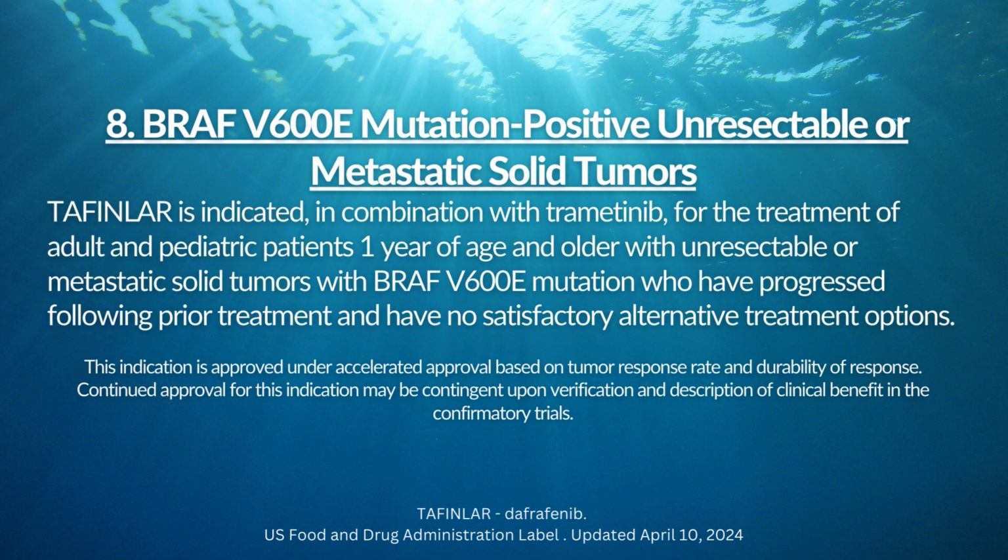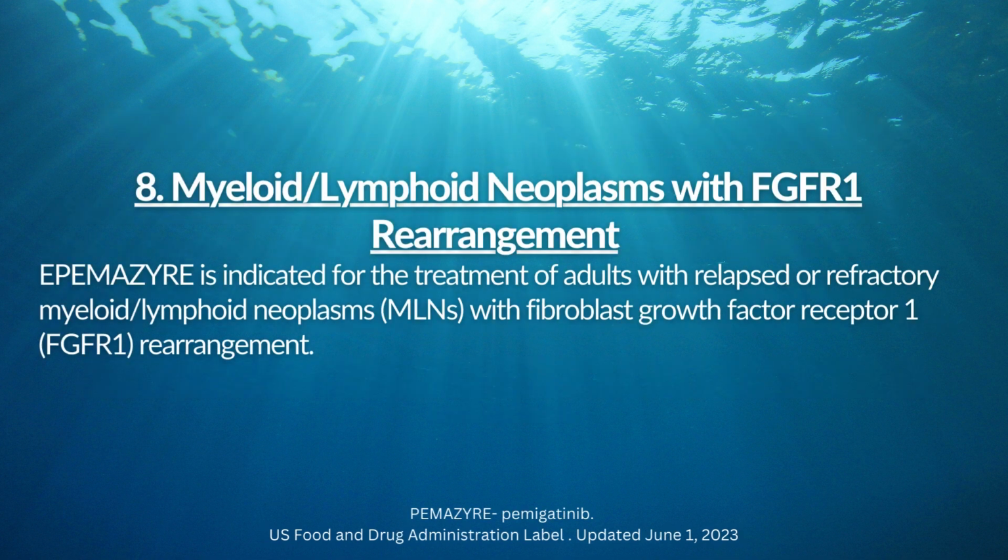Now, moving on to something that is part of next generation sequencing panels, we have BRAF V600E mutations. These are present in many solid tumors, like lung cancer, for example. If they're present, that may make patients eligible for treatment with dabrafenib if they have no other alternative treatment options. And then finally, FGFR1 rearrangements for people that have relapsed or refractory myeloid or lymphoid neoplasms.